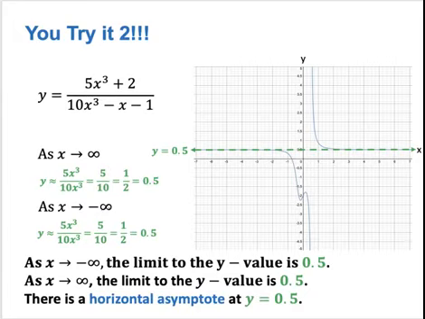We have the same argument as x approaches negative infinity. So as x approaches negative infinity, the limit to the y value is 0.5. As x approaches positive infinity, the limit to the y value is 0.5. There is a horizontal asymptote at y equals 0.5.